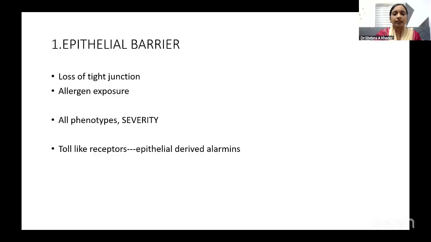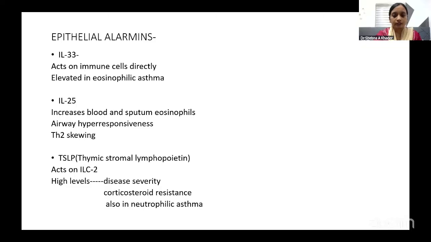One thing I want to add is that whenever there is epithelial barrier dysfunction, the severity of the illness will also increase. So in cases of atopic dermatitis and so on, if a child is having asthma, there are more chances for it to be more severe. And the toll-like receptors on the cells again will stimulate the production of epithelial-derived alarmins. So these are very important in the management of asthma also. The three alarmins are IL-33, IL-25 and TSLP.